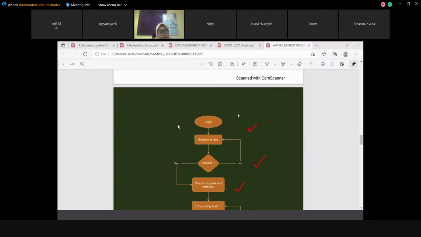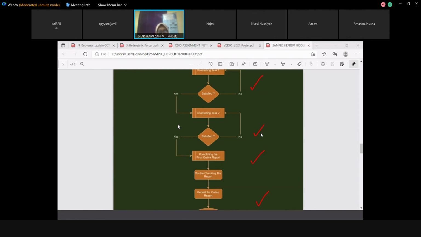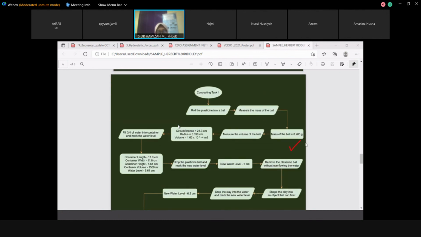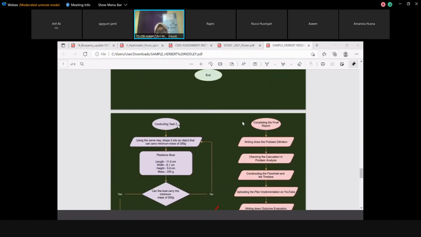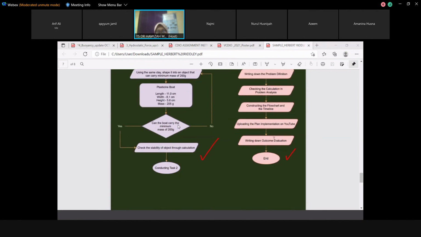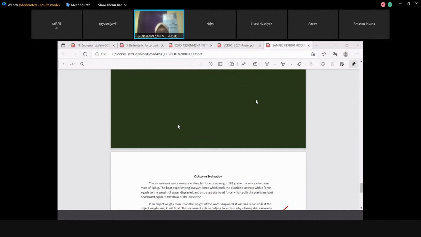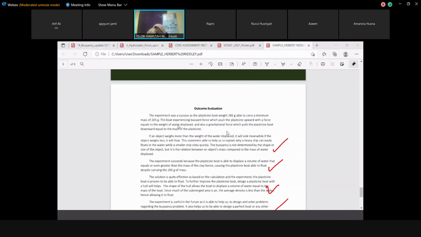That is the example of the flowchart. Brainstorm the idea, you go to shop and buy the materials. Okay, and then you conduct task 1. You have the flowchart also. And task 2. And finally, you have the flowchart for the final report. So, flowchart ni boleh ikut creativity you. Kalau you nak satu flowchart pun boleh je. Okay, jadi ada flowchart.